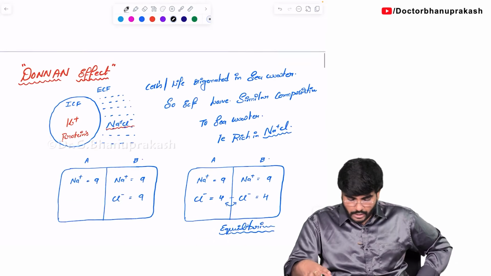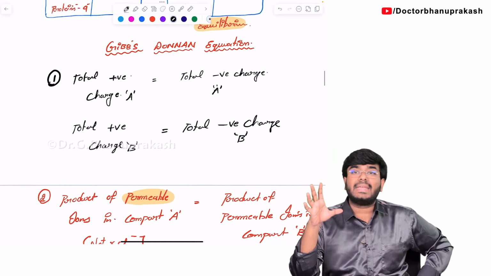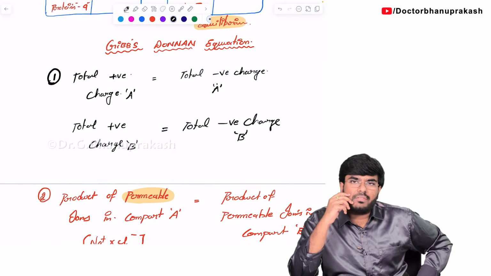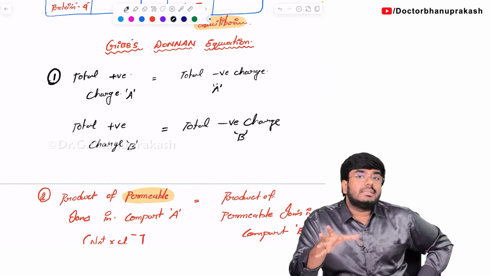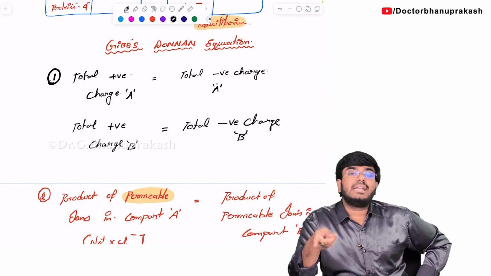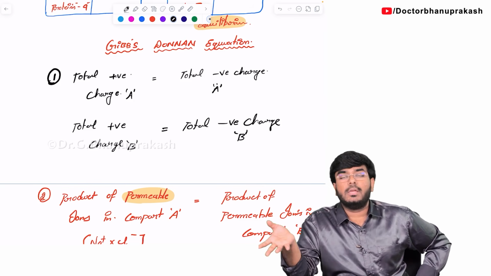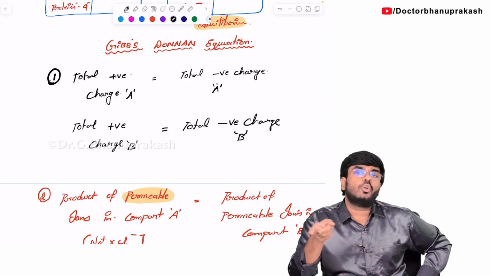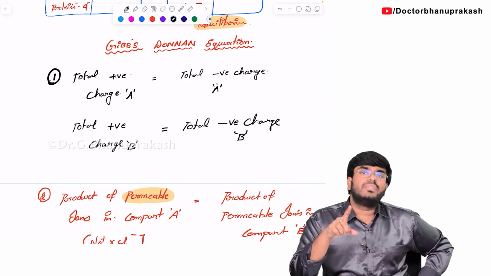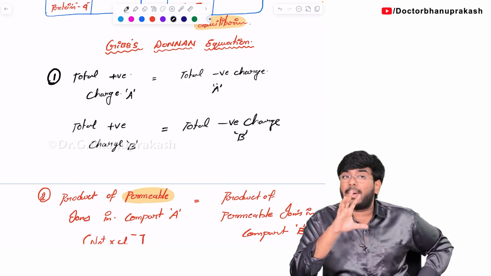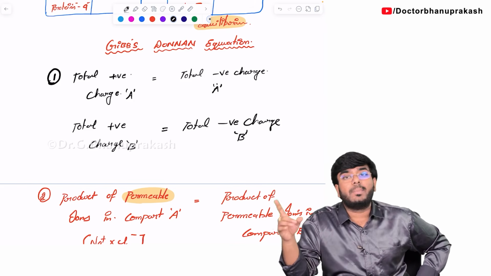According to this Donnan effect, we have derived the Gibbs-Donnan equilibrium. So what is the Gibbs-Donnan equilibrium? It tells you that the number of positive charges is exactly equal to the number of negative charges in compartment A as well as compartment B. Both compartments will be electroneutral in the beginning. Next, the product of the permeable ions in compartment A is exactly equal to the product of the permeable ions in compartment B.